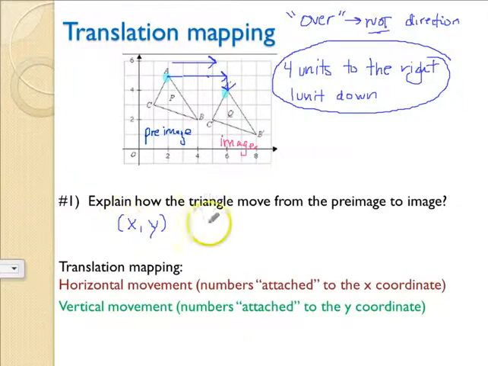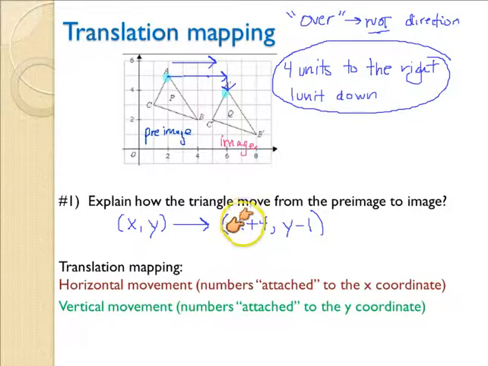To show translation mapping, we've got this special way of writing it. The first thing we always start with is writing x and y, just like I just did. And then I'm going to put x plus 4 to show it moved 4 units to the right, and then I'm going to write y minus 1 to show it moved down 1. Notice there's a plus sign between the x and the 4 to show right. If I were going to the left, I would use a minus, a negative sign. And here I showed a negative sign to go down, just the opposite. If we wanted to show we were going up, we would use an addition sign.